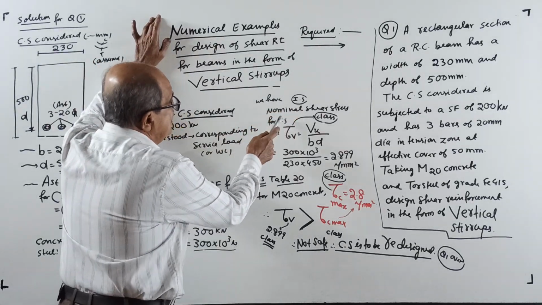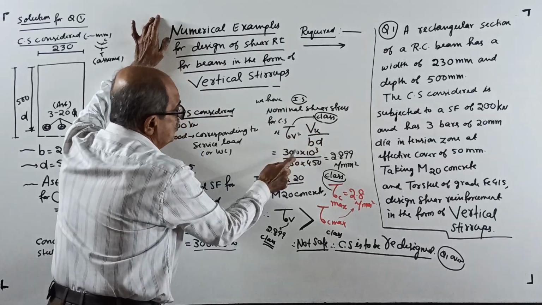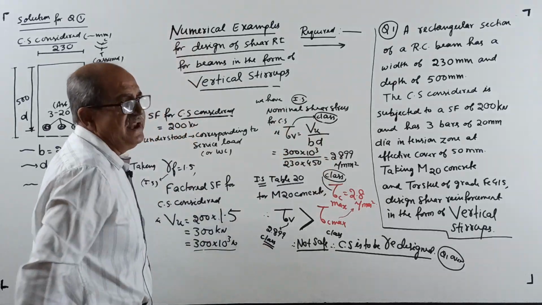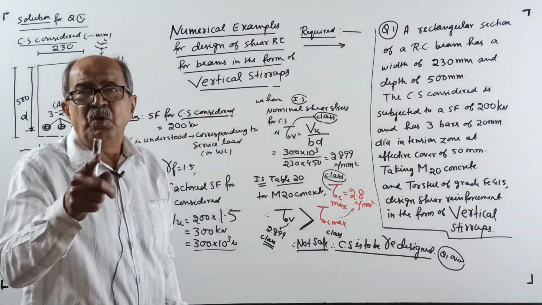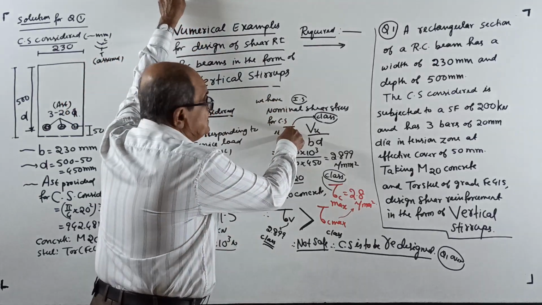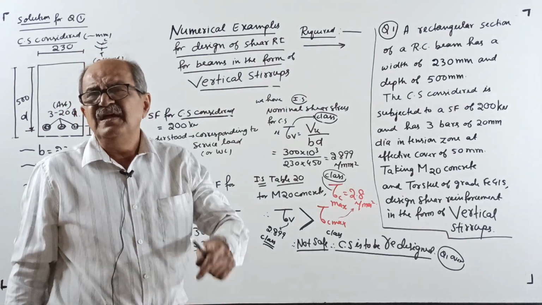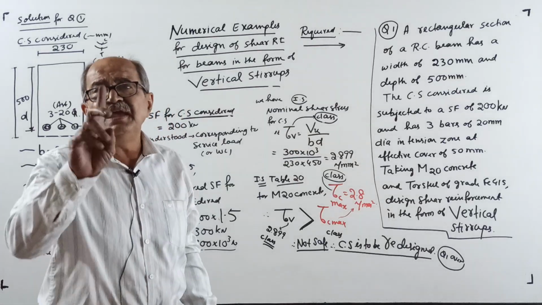As per IS code, the nominal shear stress for the cross section is tau V = Vu by bd = 300 × 10 to the power 3 by bd = 2.899 Newton per mm square. Class, if you want you can write, this is the shear stress for the cross section. The cross section should be able to resist this shear stress.